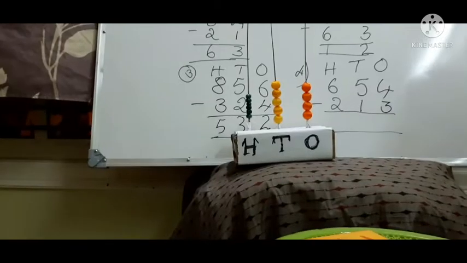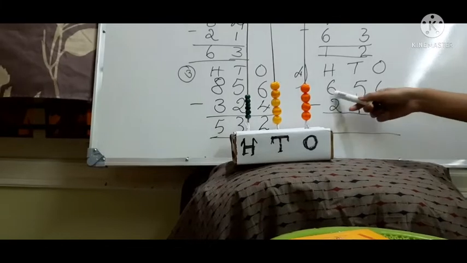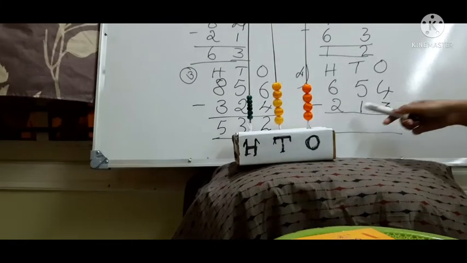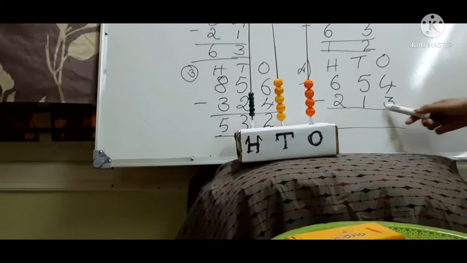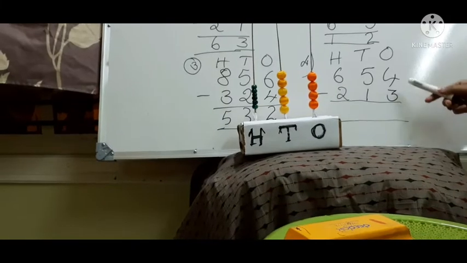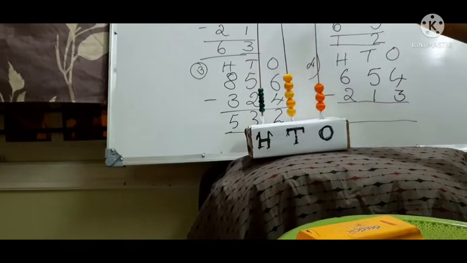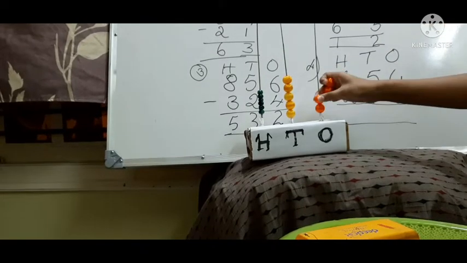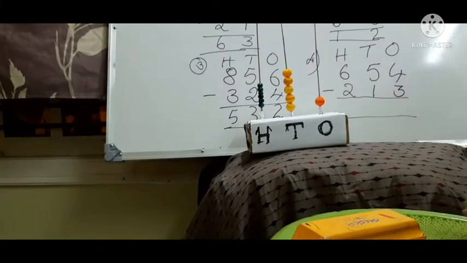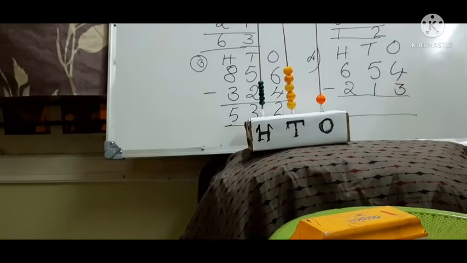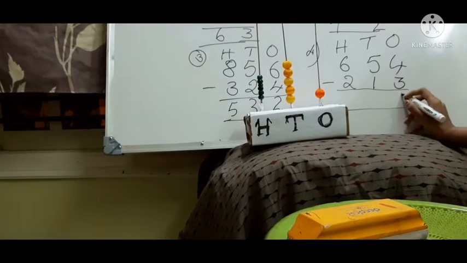Now we are going to subtract 654 minus 213. 4 minus 3. Now we have to take out 3 beads. Then how many are remaining? 1. 4 minus 3 is 1.